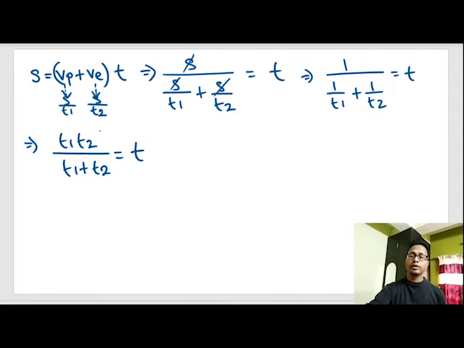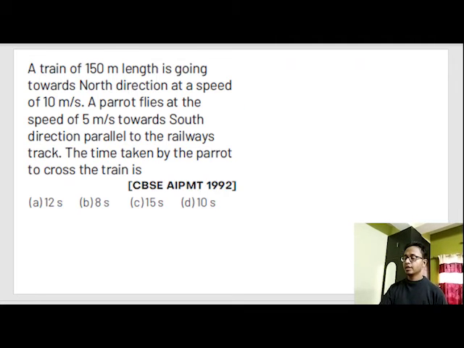Now let's look at the next question. A train of 150 meter length is going towards north at a speed of 10 meter per second. A parrot flies at the speed of 5 meter per second towards south direction, parallel to the railway track. The time taken by the parrot to cross the train is, that means there is a train. I'm looking from the sky, down below to the train.